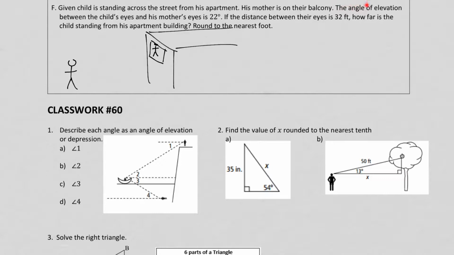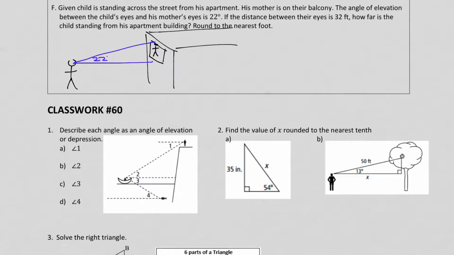It says the angle of elevation between the child's eyes and his mom's eyes is 22 degrees. So you can think about this. An angle of elevation is going to be from his eyes looking up to her eyes. It's going to be 22 degrees.